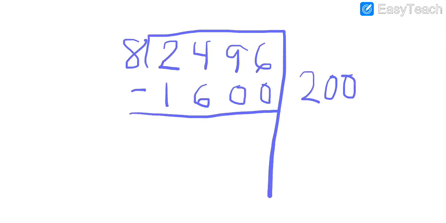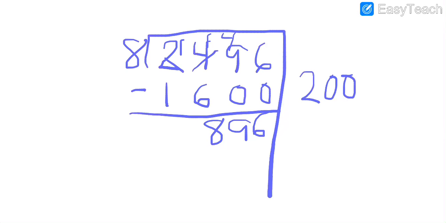We're going to subtract. Okay, so we have 6 minus 0 is 6. 9 minus 0 is 9. We can't do 4 minus 6, so we're going to go to our neighbor, the thousands. Take a thousand away. That's 1. Give them 10. 10 and 4 is 14. 14 minus 6 is 8. Okay. So now we have 896 left over.